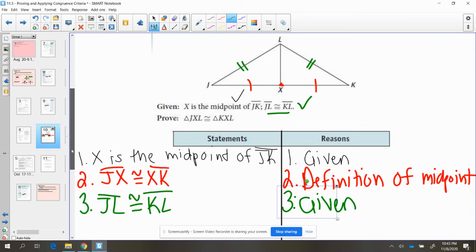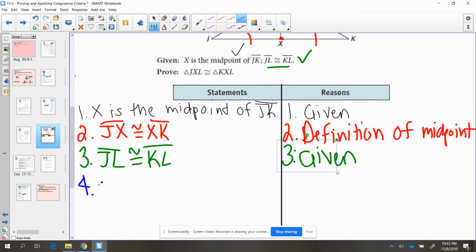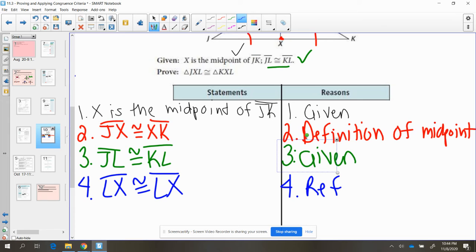Now, we need a third piece of information in order to prove that these two triangles are congruent. And we've stated both the givens and used them up. So the last thing we're going to do is look if there's anything we can assume from this picture. Well, very similar to the example we drew in the bell ringer, we know that LX is congruent to itself because of the reflexive property. So we would say that LX is congruent to LX by the reflexive property.